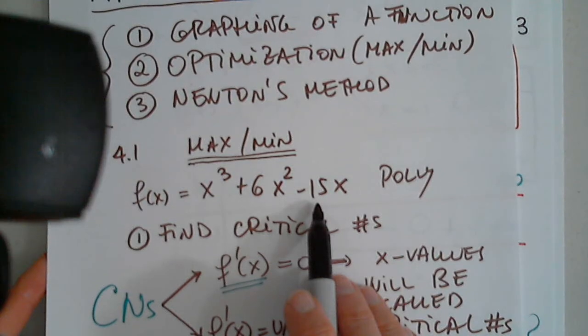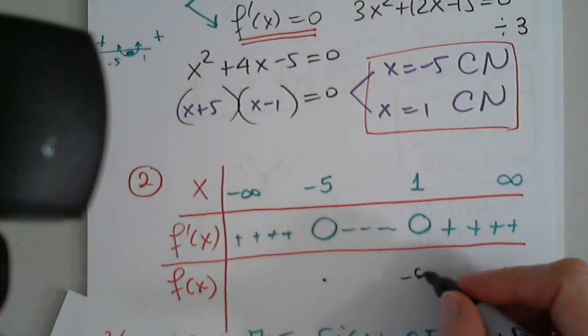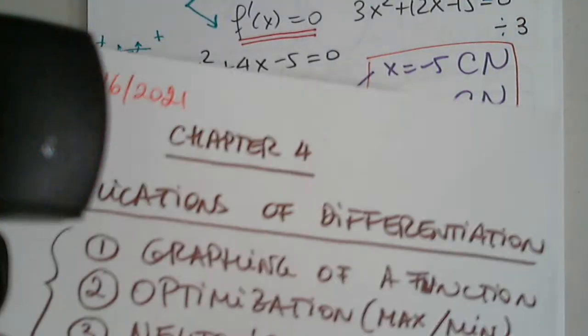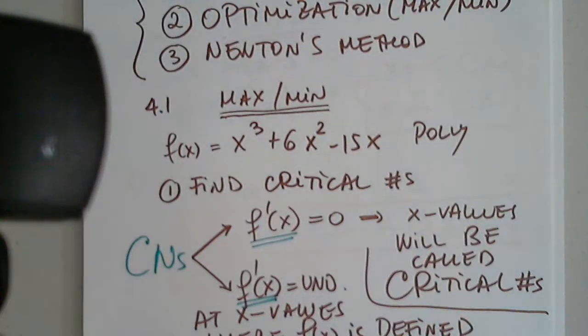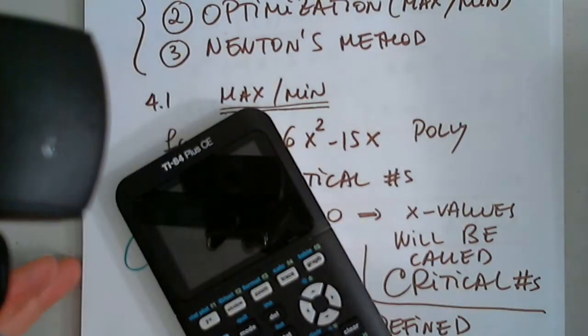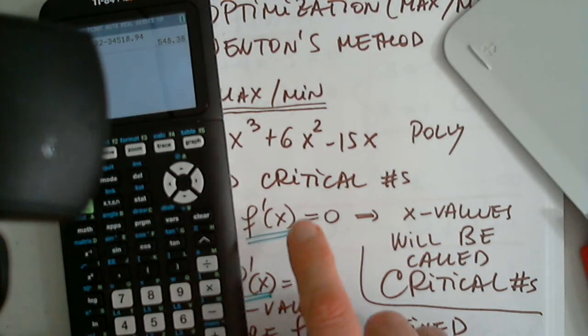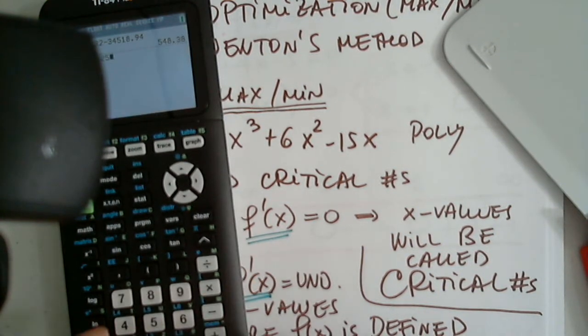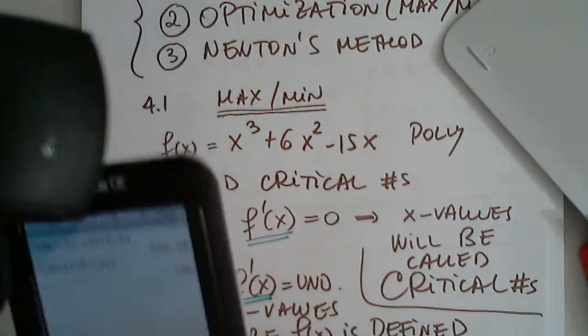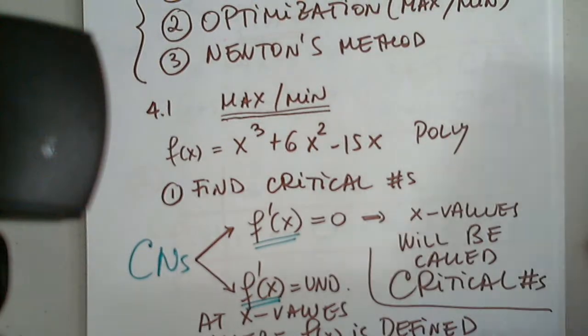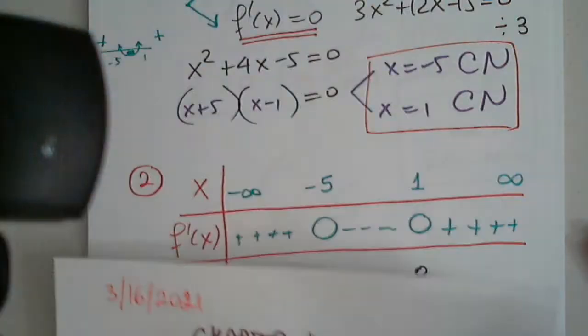7 minus 15 is -8. And I will determine this one too with -5. So -125 and plus 6 times 25 and plus 15 times 5. 100. Okay.